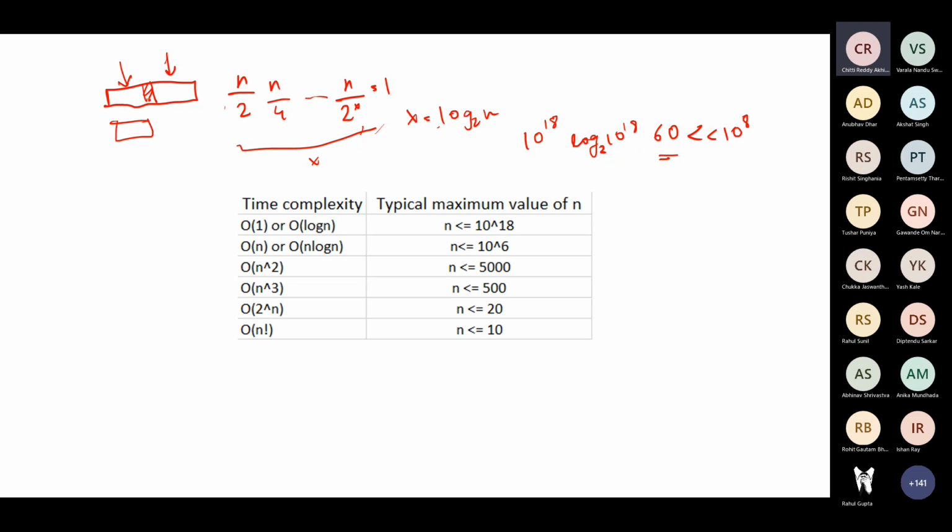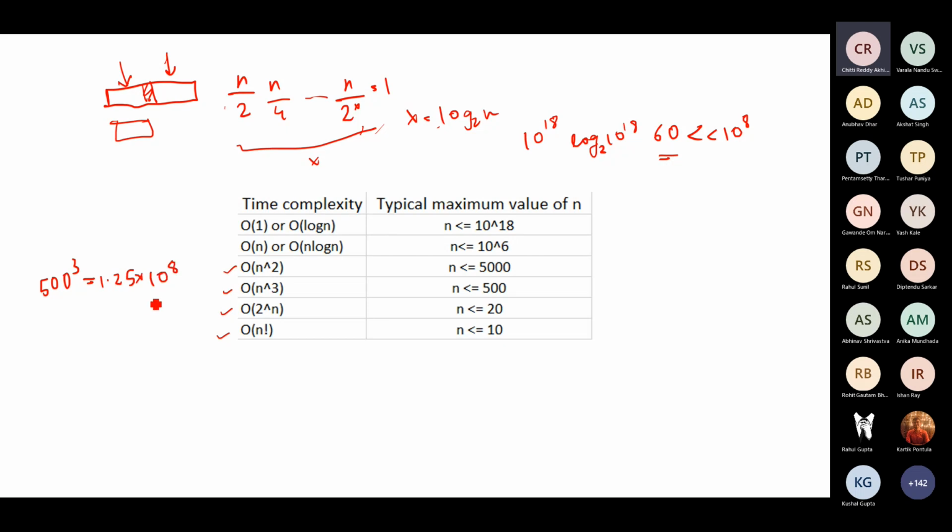Similarly, you will have n square and then n cube, 2 to the power n, and n factorial. n factorial is when you're going over all the permutations of an array. 2 to the power n is when you're going over all possible subsets, because there are 2 to the power n possible subsets. If you take this table and calculate each of these, say O of n cube, we take 500 cube, and that is I think 1.25 into 10 to the power 8. You can see that this is around 10 to the power 8. So for each of these values, it's more or less following the rule of thumb.